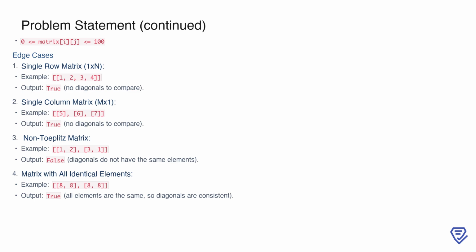Lastly, if all the elements of a matrix are identical, for example, 8, 8, 8, 8, then all diagonals will naturally have the same value, and the function should return true. These special cases help clarify how to handle different inputs while solving the problem.